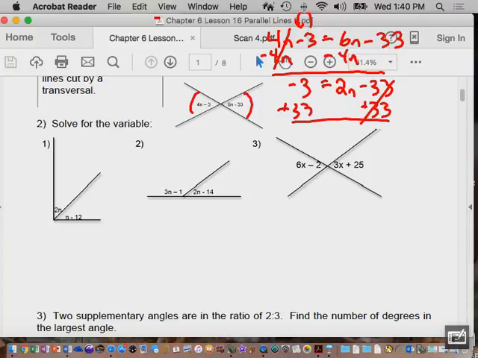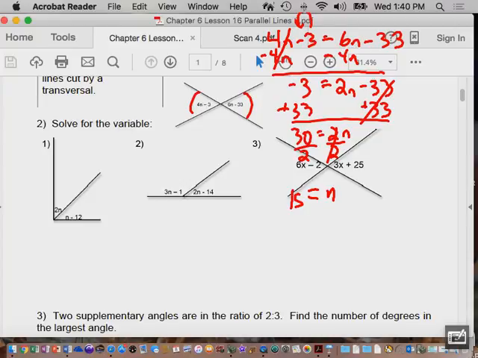Negative 30 plus 33 is 30, equals 2n. No, I thought it was 30. No, I mean, because negative... I thought it was negative 3 minus 33. No, because you have to do the opposite, so it's plus 33. Oh, n is 15.